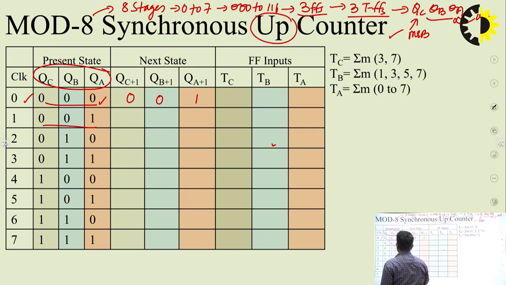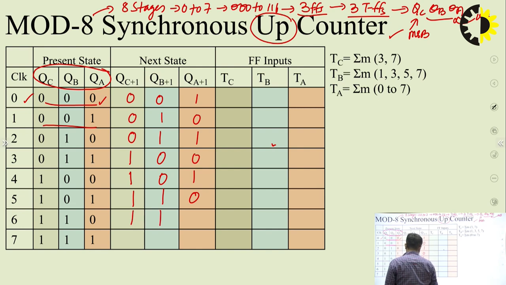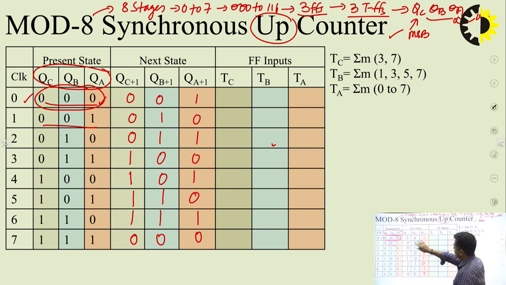Similarly, if the present state is 001, the next state will be 010. For 010, next state will be 011. For 011, next state will be 100. For 100, next state will be 101. For 101, next state will be 110. For 110, next state will be 111. And for 7, the next state, if we add, will be 8. But 8 will require 4 bits, and it is not possible to accommodate 4 bits. So this will go back to the initial state of 000. This is how the counter will make a transition from present state to next state.